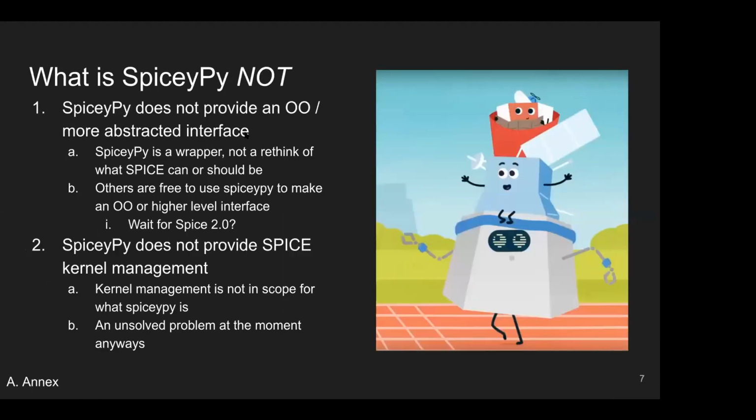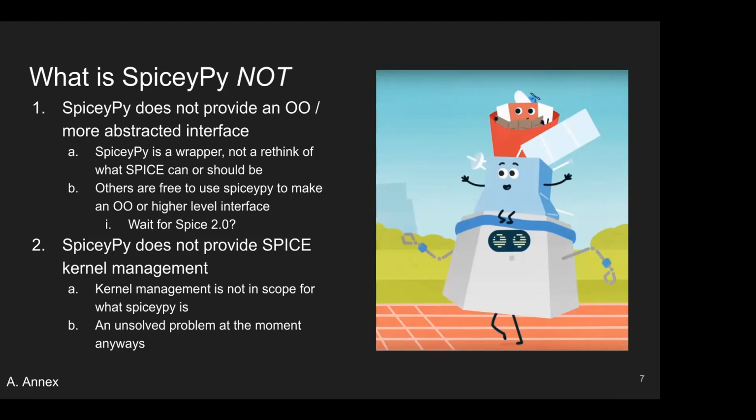So over the years, I've gotten a lot of questions about, why doesn't SpiceyPy do this or do that? And in the next few slides I'm going to start talking about what SPICE is and isn't, and sort of the philosophy. SpiceyPy provides the SPICE API in a Pythonic sense, so there's some simplification, but it's not a rethink of how SPICE should work. It's not a change to an object-oriented interface, for example.